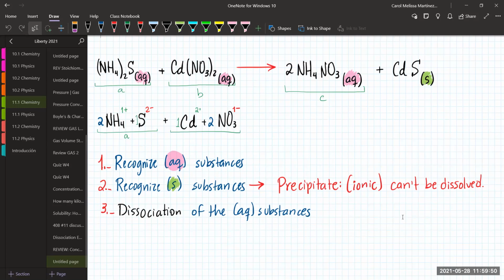And I forgot to write, but all of them include the physical state, that is AQ. So the sulfide will be AQ. The cadmium will be AQ, and the nitrate will also be AQ. Now, I continue and begin to work with compound C.